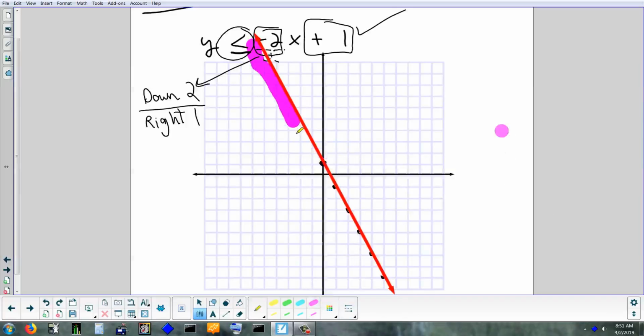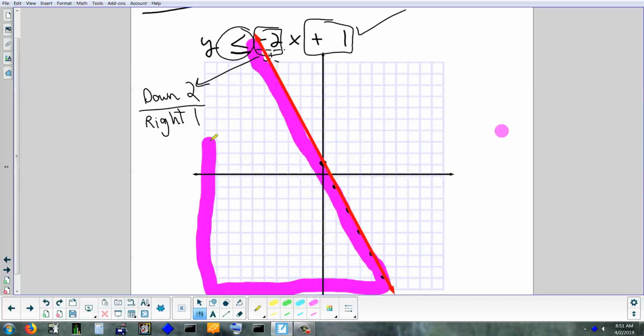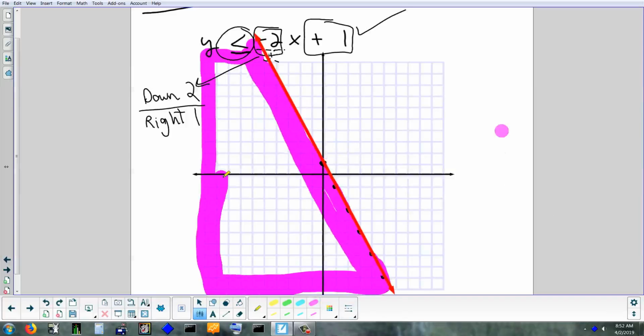We're gonna shade. I think of it too. Even if I didn't have it on my chart, I think of it like this. Where would all the numbers be that are less than? They'd be below the line. If it was a greater than, it would be above the line.